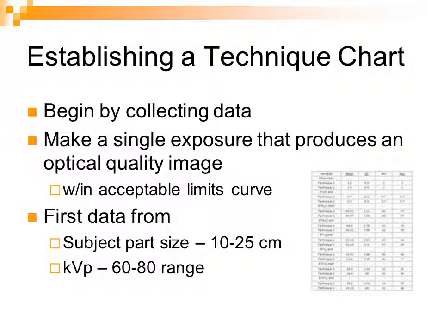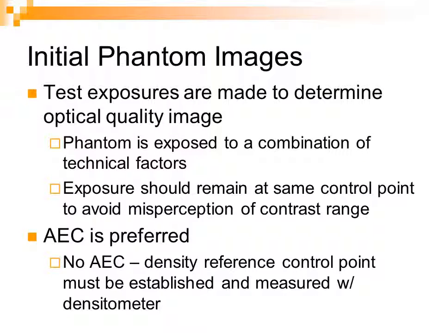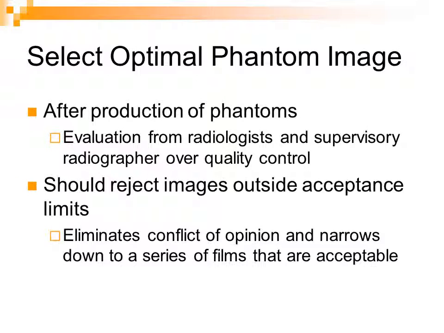Figure 32-3 shows steps that we are going to discuss. Initial phantom images: test exposures are made to determine optimal quality image. The phantom is exposed to a combination of technical factors. Exposure should remain at the same control point to avoid misperception of contrast image. AEC is preferred. If no AEC, the density reference control point must be established and measured with a densitometer.